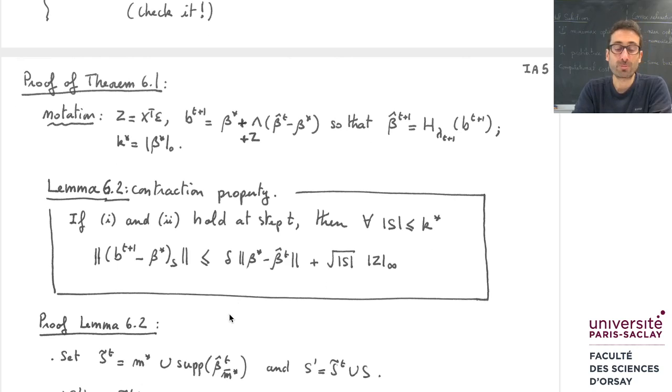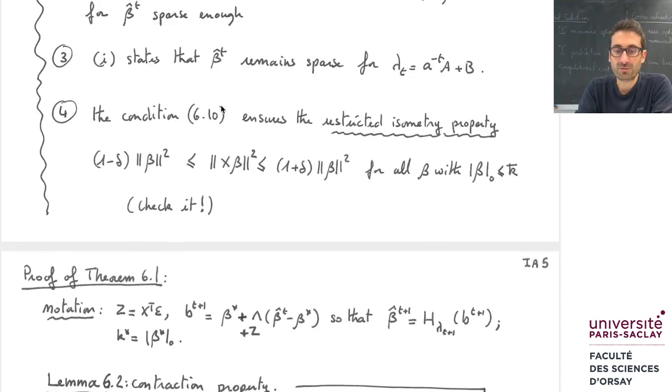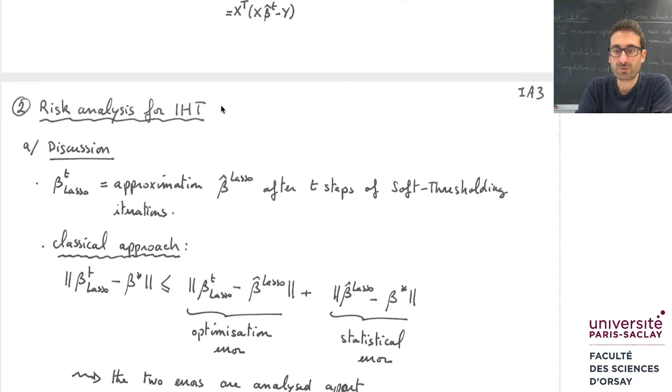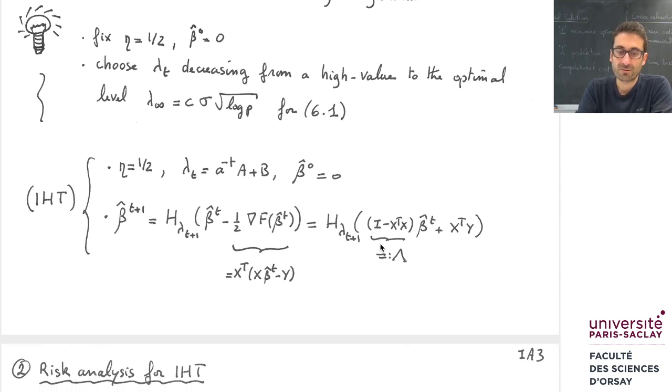We introduce a couple of notations for this. Like for the analysis of the lasso, I will call Z the quantity X transpose epsilon. And I will introduce b t+1, which corresponds to the value after one gradient step and before the thresholding. I remind you that we have seen that the gradient step is equal to this quantity. This is what we call b t+1, so that beta hat t+1 will be the hard-thresholding of b t+1.